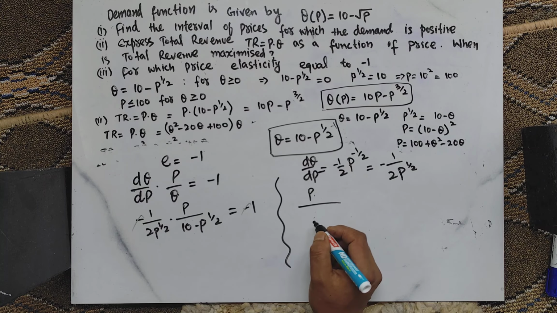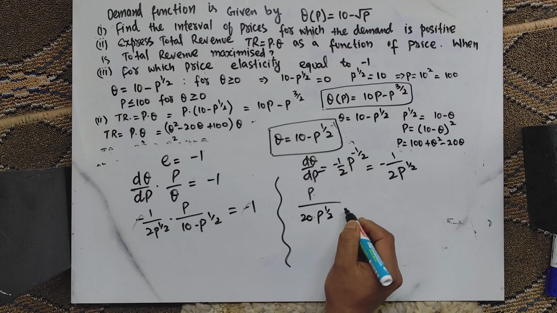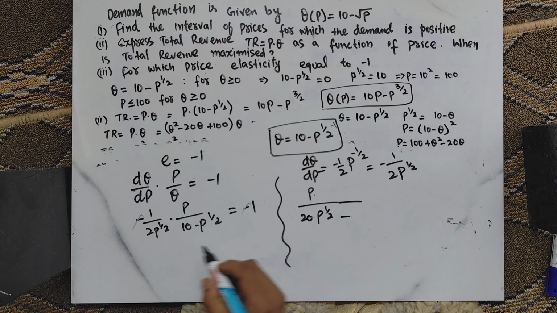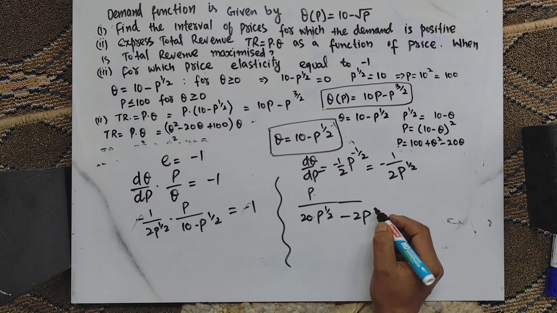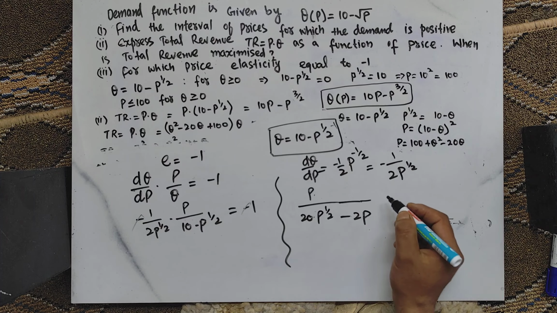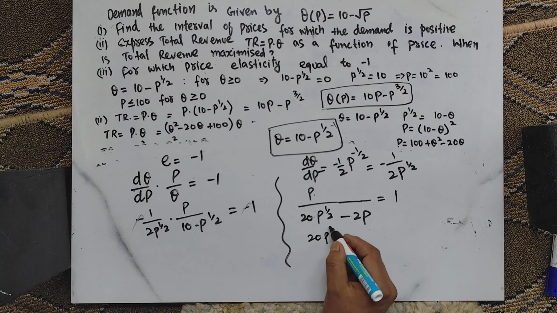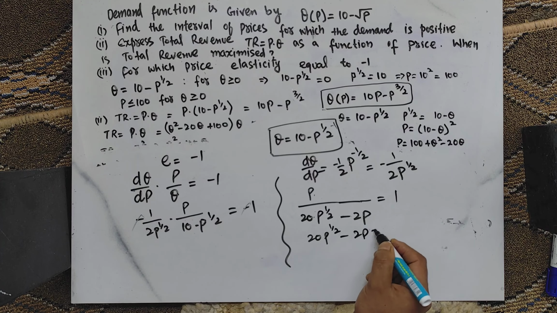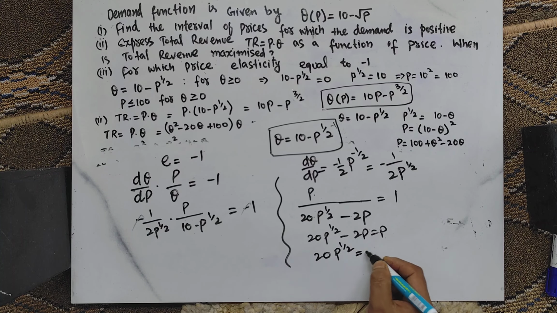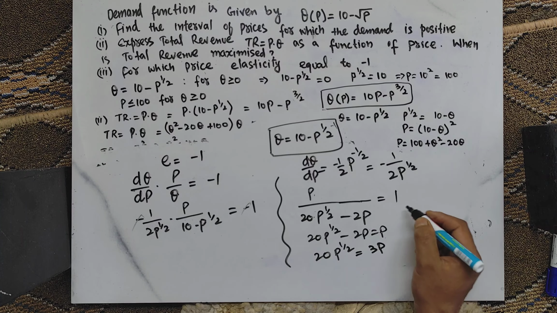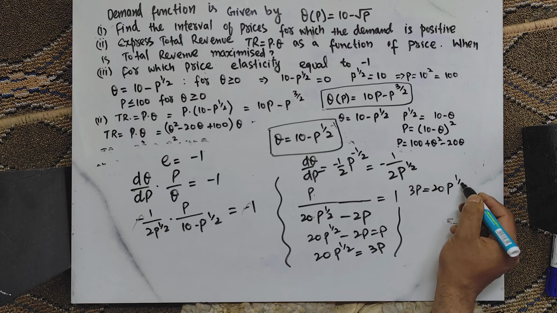Solving further, the negative sign gets cancelled on both sides. Let's multiply: 2 into 10 is 20, p raised to the power 1 upon 2, minus twice p raised to the power 1 upon 2 times p raised to the power 1 upon 2, which becomes p because exponents get added, should be equal to p. So 20 p raised to the power 1 upon 2 minus 2p is equal to p, or 20 p raised to the power 1 upon 2 is equal to 3p.